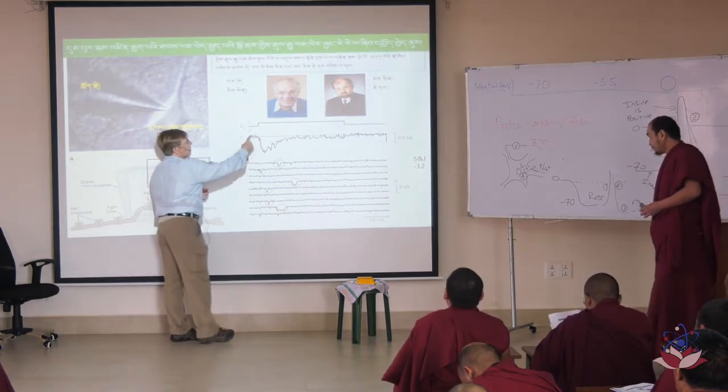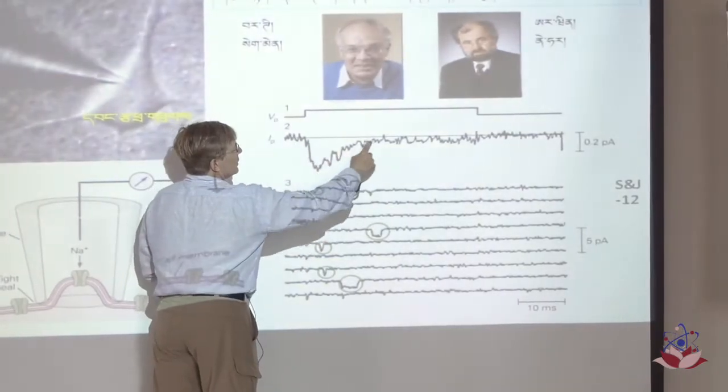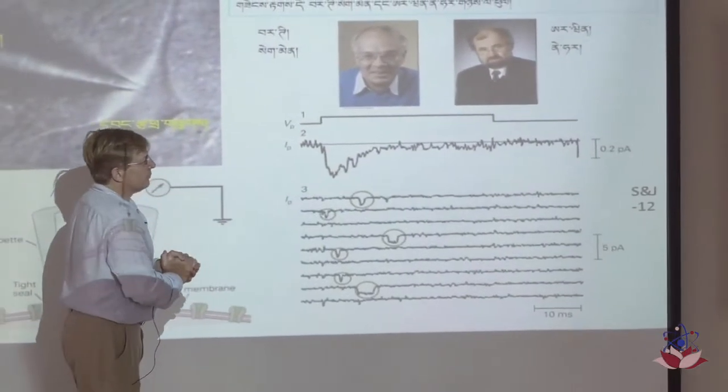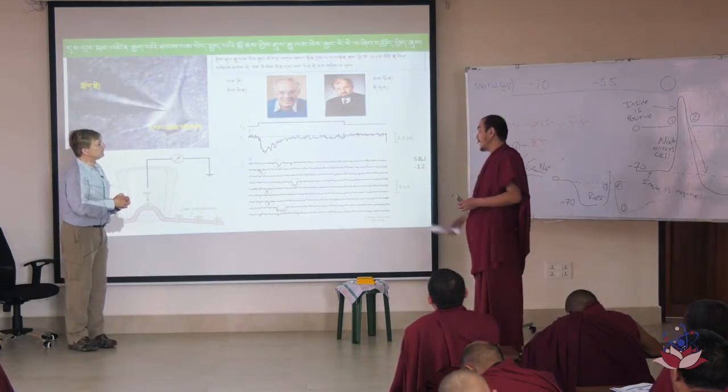So this is a picture of the amount of sodium that comes in to the neuron in an action potential, for example.